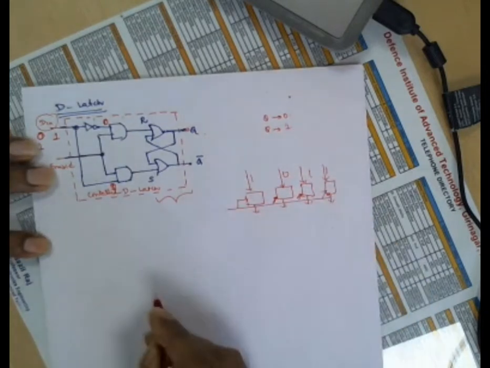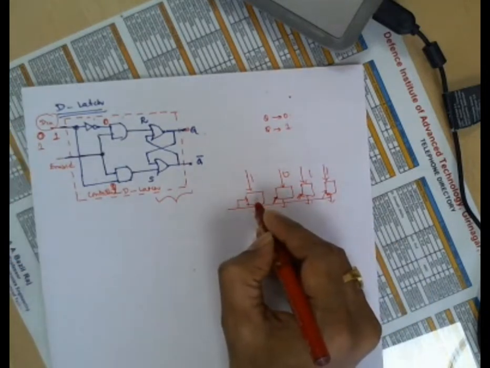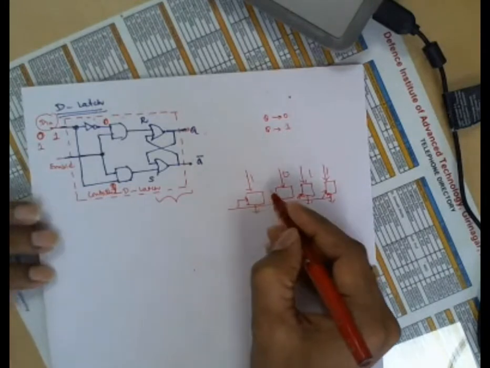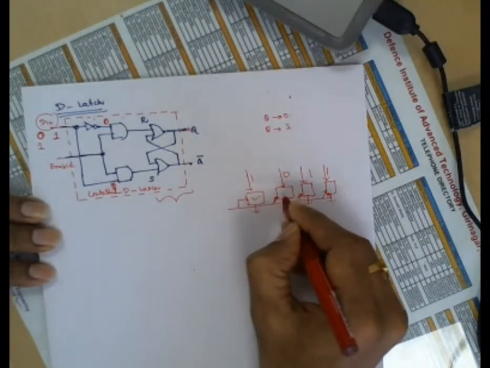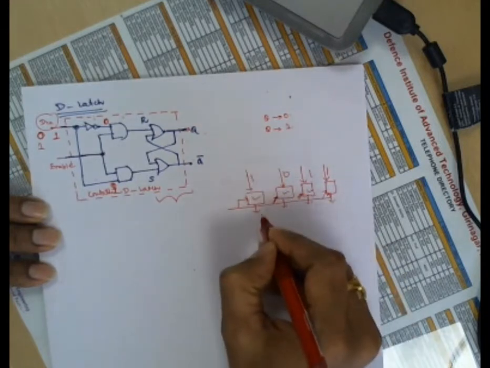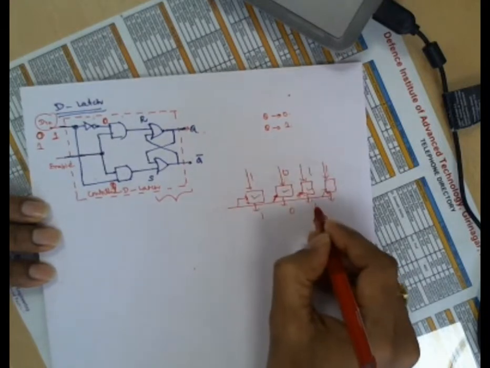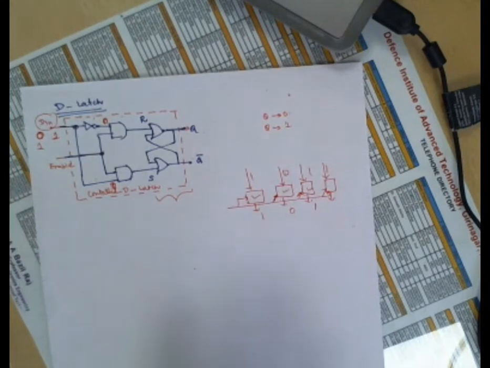So this enable is there. Suppose I enable, sorry, this latch and this latch, then this 1 will come out, this 0 will come out, this 1 will come out. So this is the basic principle of writing the data and reading the data.